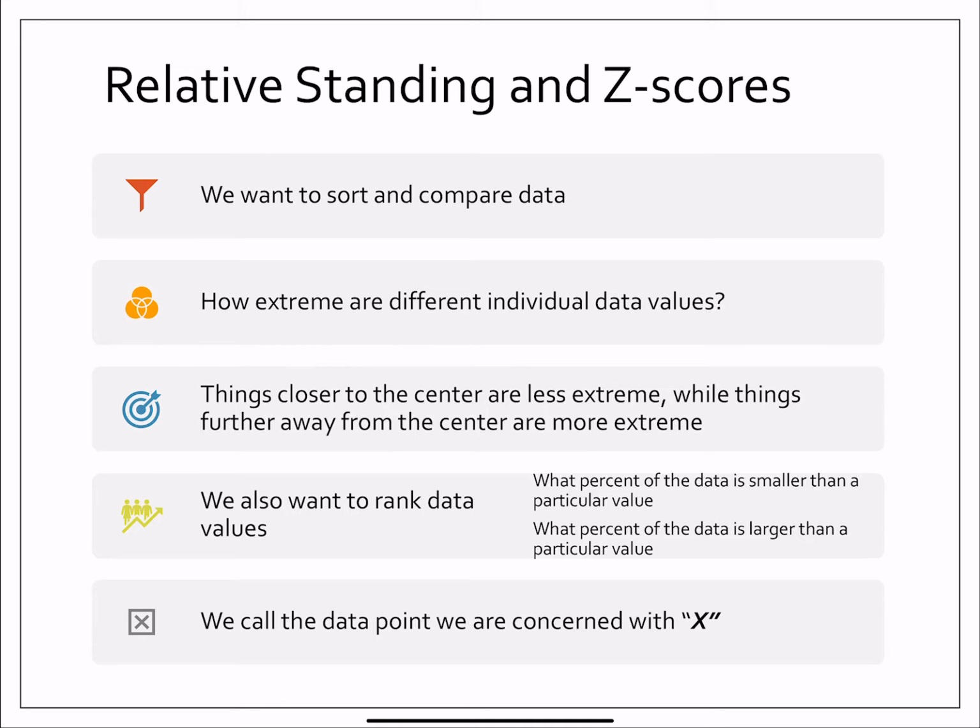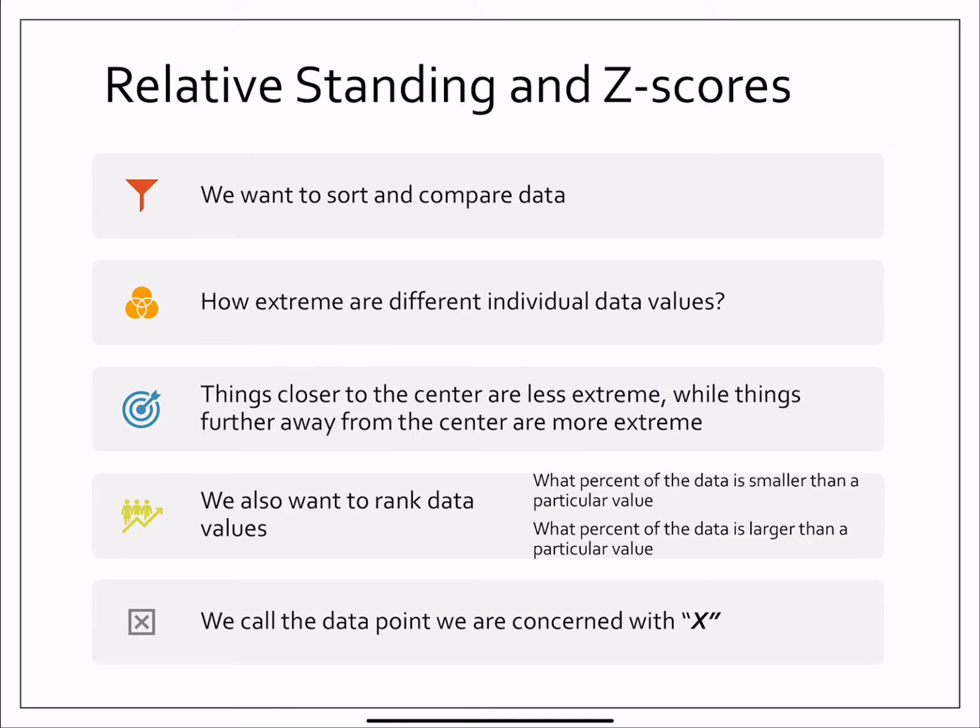We call the data point we are concerned with X. Yes, so whatever data point, when we're talking about relative standing, usually we're talking about a single value, a single data point, and how it fits, how it rates relative to the other data points, right? And that single data value we're talking about, we call it X, right?